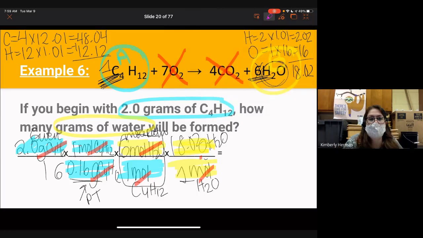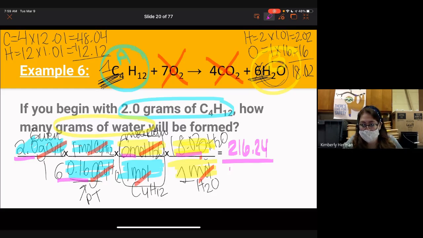So now we're at the end. We have to multiply the top, multiply the bottom, and then divide top by bottom. So let's do the top first. We have our 2.0 times 6 times 18.02, and we get 216.24 as our top. Then we multiply the bottom. We have 60.16 times 1 times 1, so we're going to have 60.16. And put it in our calculator, and we see we get a very long decimal.